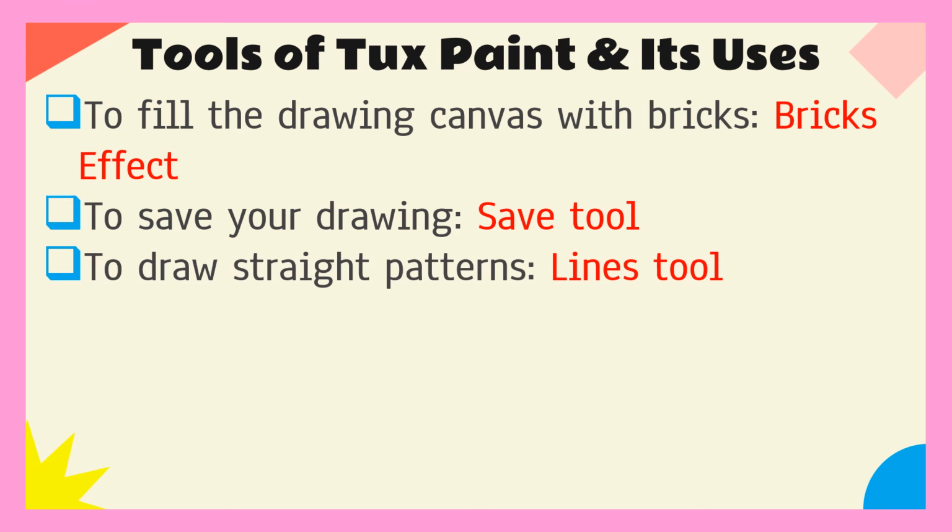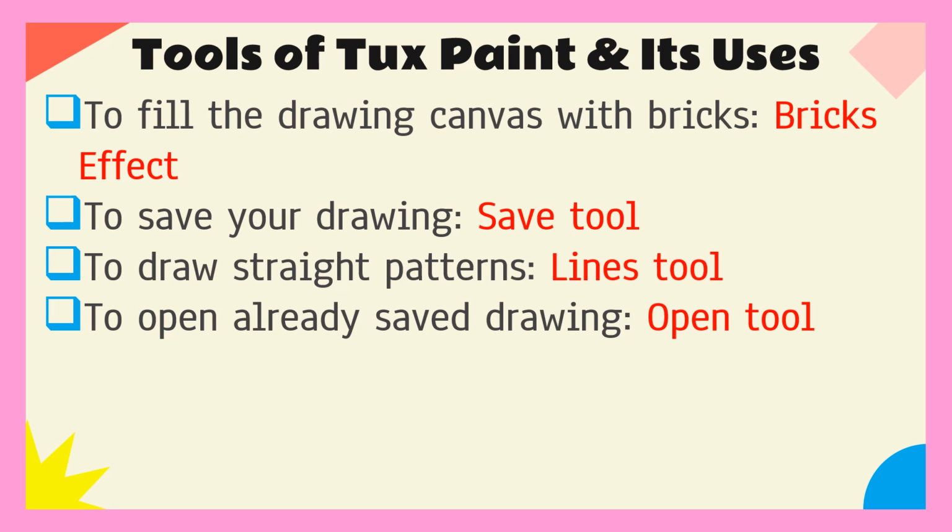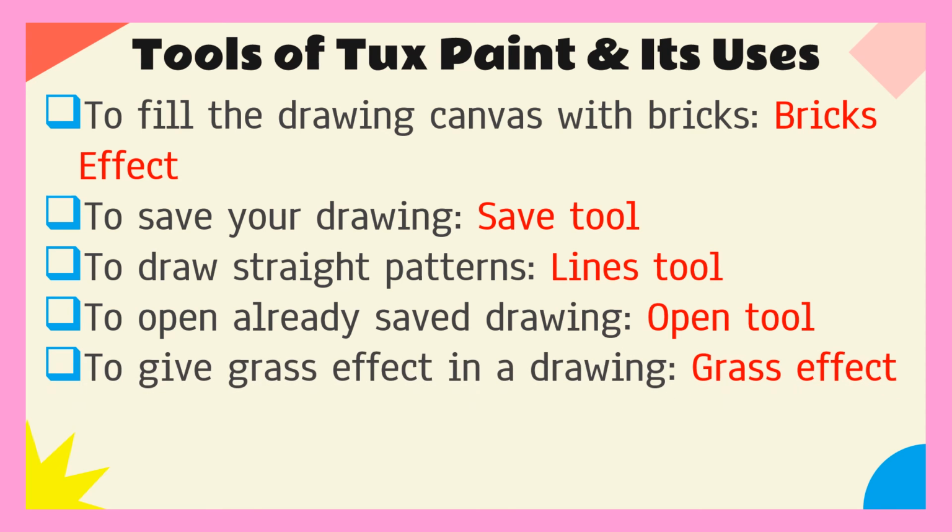Third, whenever we want to draw straight patterns in the drawing area, we can make use of the line tool. The line tool helps us to draw straight patterns. Whenever we have finished our drawing and saved it and we want to later view that drawing, meaning we want to open the already saved drawing, we will make use of the open tool. Whenever we want to give a grassy effect in our drawing, we can make use of the grass effect, which is present under the magic tool.